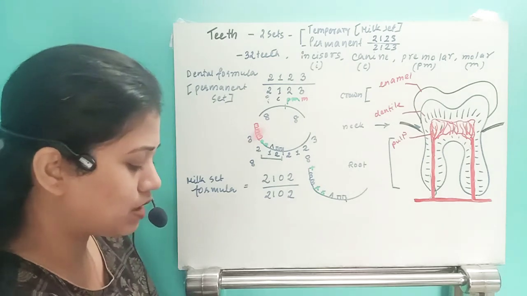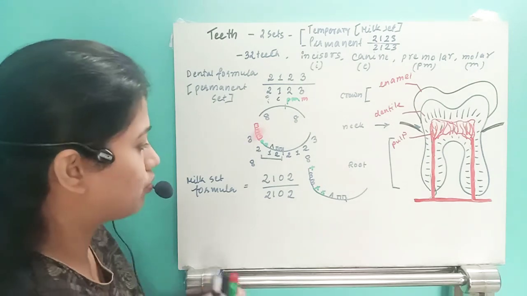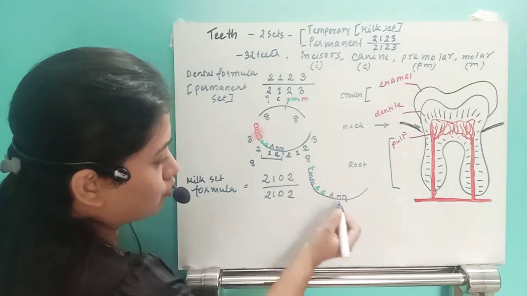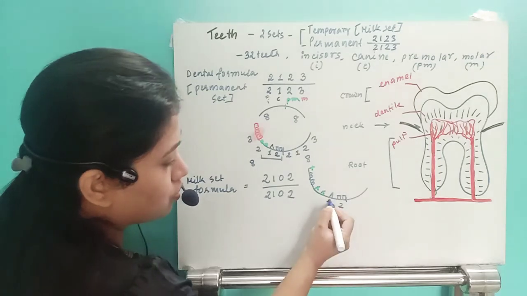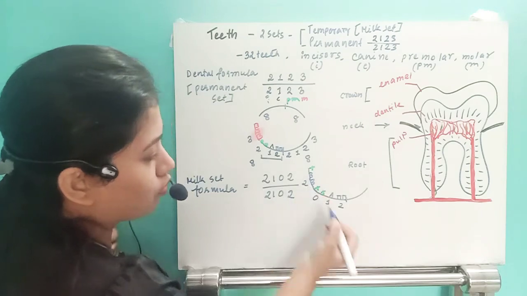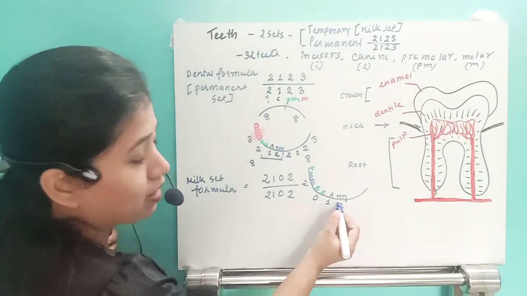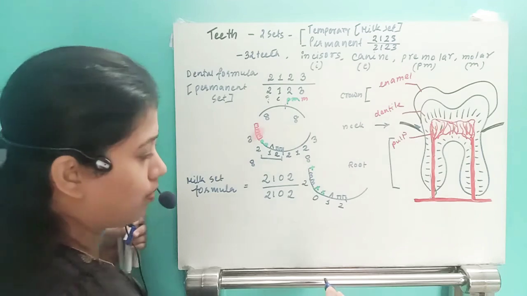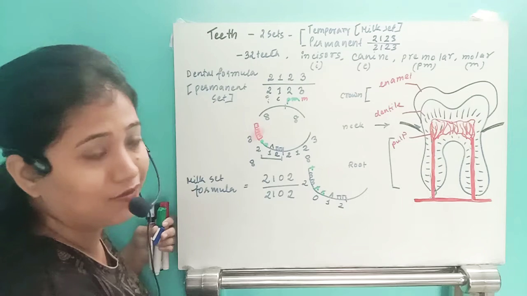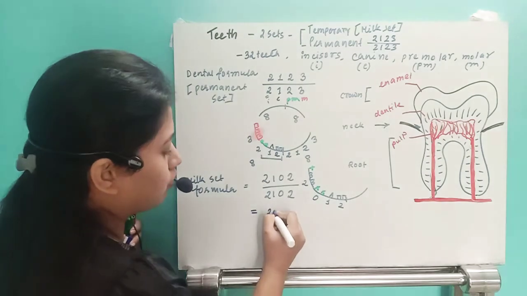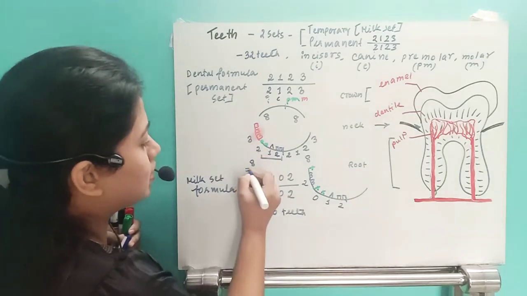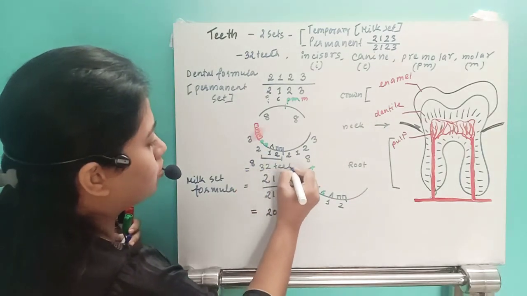So in total how many teeth are they going to have in the milk set? You can see 2102. That means 2 incisors, 1 canine, 0 premolars and 2 molars. So 5 in one half of one jaw. So 5, 5, 10, and in the upper jaw also 5, 5, 10. So in total they are going to have 20 teeth. So remember that in the permanent set they are going to have 32 teeth.